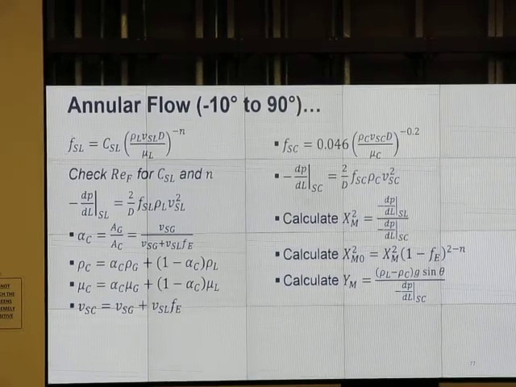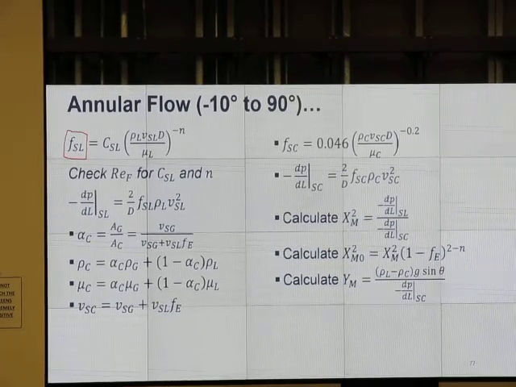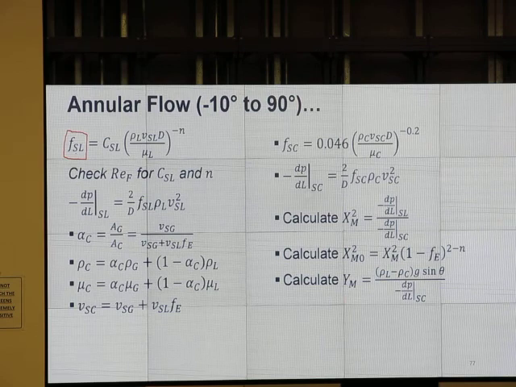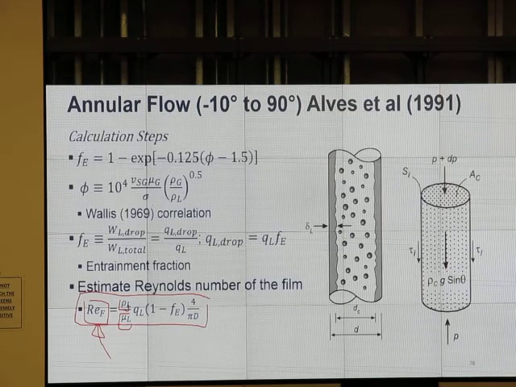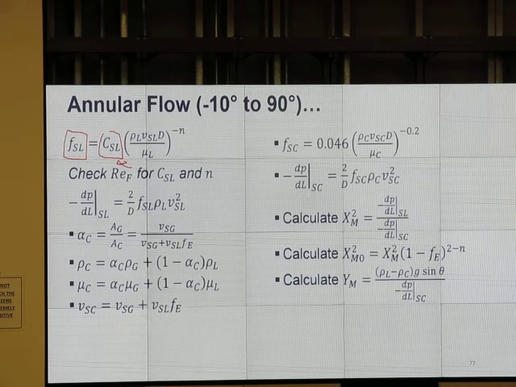And then we calculate F sub SL, the friction factor based on superficial liquid velocity. C sub SL, how much is that? What is C sub SL? How much? It's 1 for laminar flow and something else for turbulent flow, right? Where do I get that from?